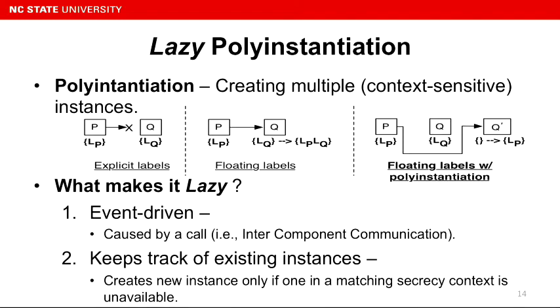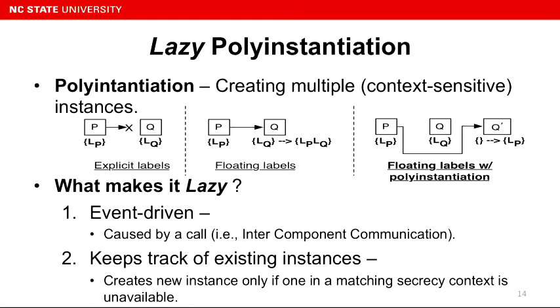That is, we are creating instances of different parts of the system, say components or processes or files, for every different secrecy context whenever the call demands it. So why is this lazy? Well, first of all, like I said, polyinstantiation is event driven, right? We only do it in succession of a call.